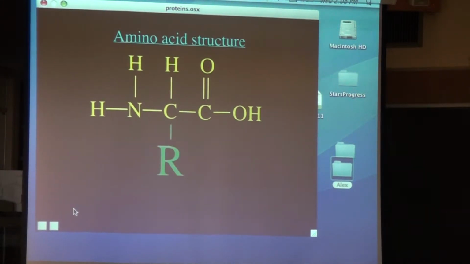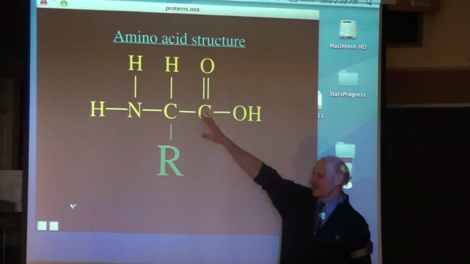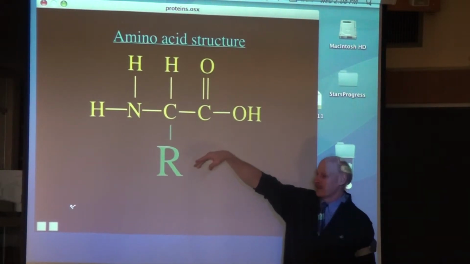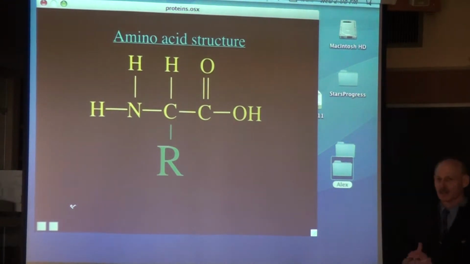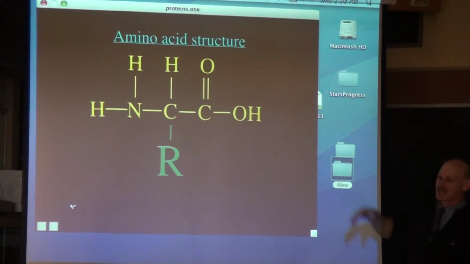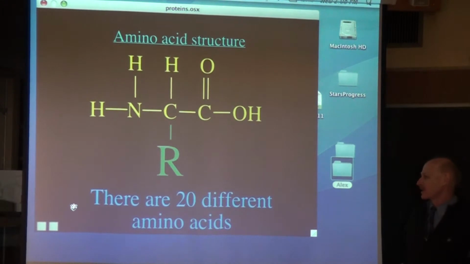All right, so I'm just going to show them as an R. And I don't know why they picked the letter R to stand for the different atoms that you find there in the amino acids, but for whatever reason, that's the official letter that they picked. Okay, now a protein is a bunch of amino acids linked together, and so now let's see exactly how these amino acids get linked up to each other. 20 different amino acids, because there's 20 different R groups.